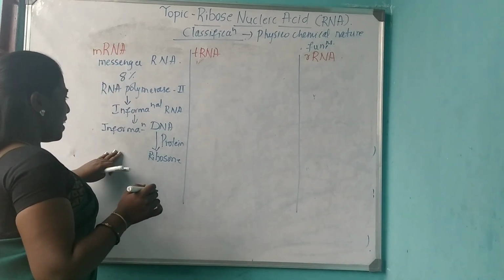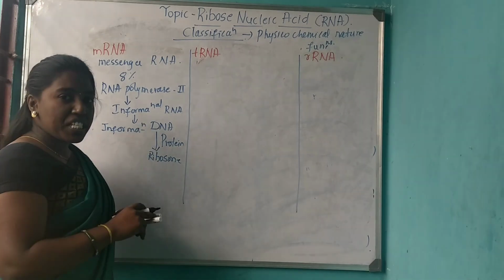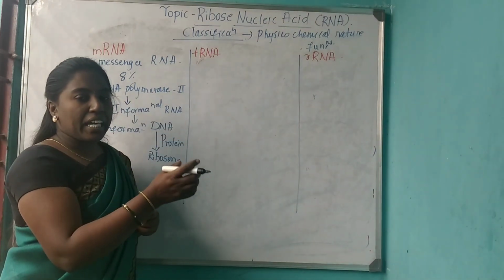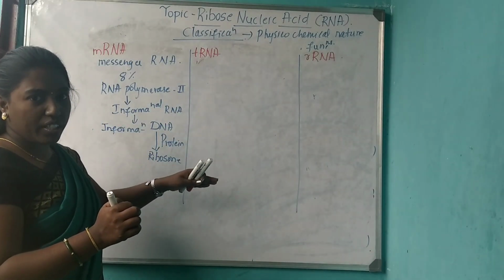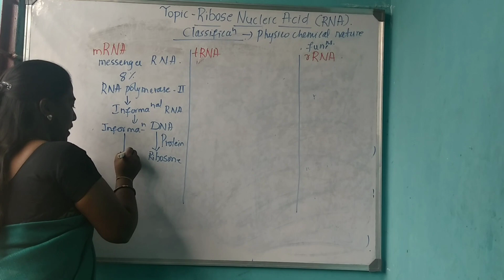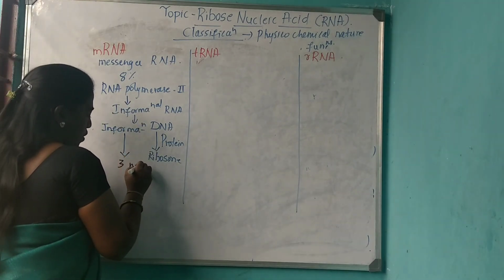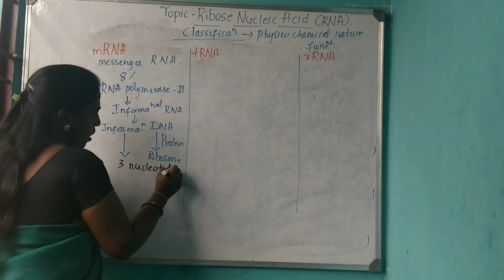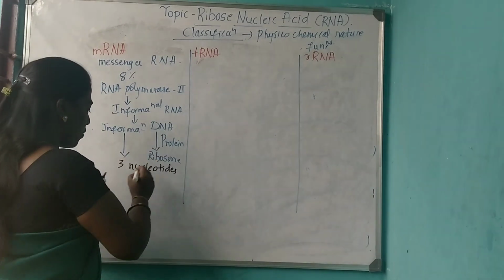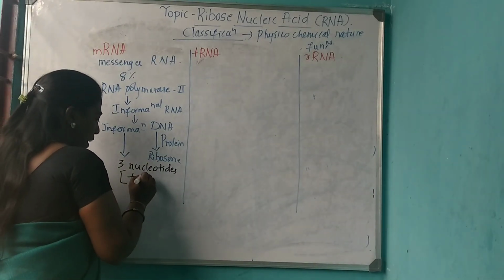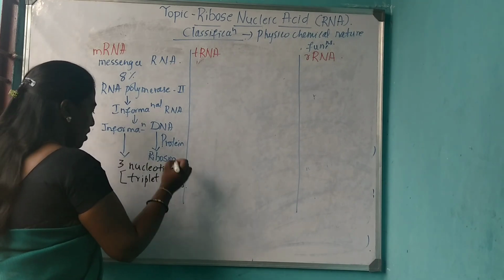Next, the information is carried in the sequence of 3 nucleotides. Already we know what a nucleotide is. This sequence of 3 nucleotides is called a triplet codon. Is it clear now?